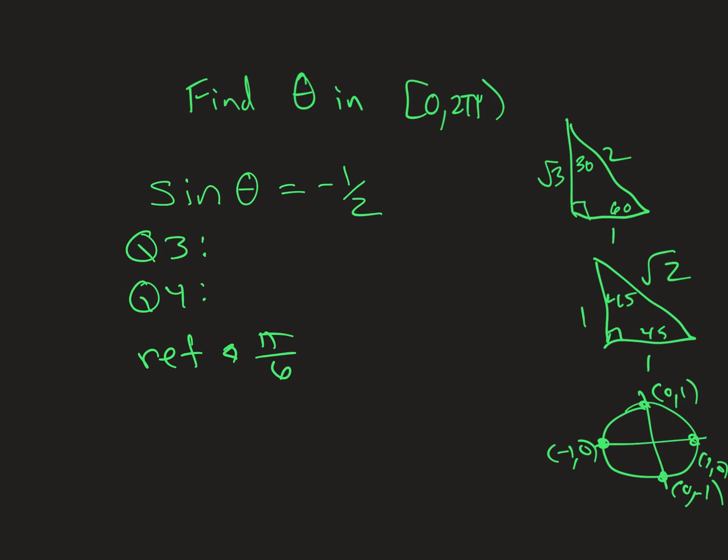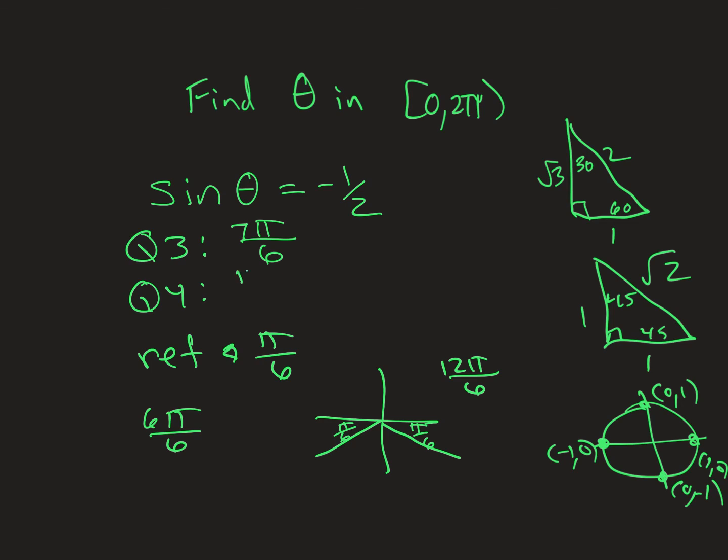So the quadrant 3 angle with a reference angle of pi over 6. Well, 6 pi over 6 is pi. And I want to get into the third quadrant. So I want 1 pi over 6 more. So it's going to be 7 pi over 6. In quadrant 4, we want this to be pi over 6. Well, 2 pi is 12 pi over 6. So I want 1 pi over 6 less than that, so 11 pi over 6. Again, this is another thing that's just going to take some practice.